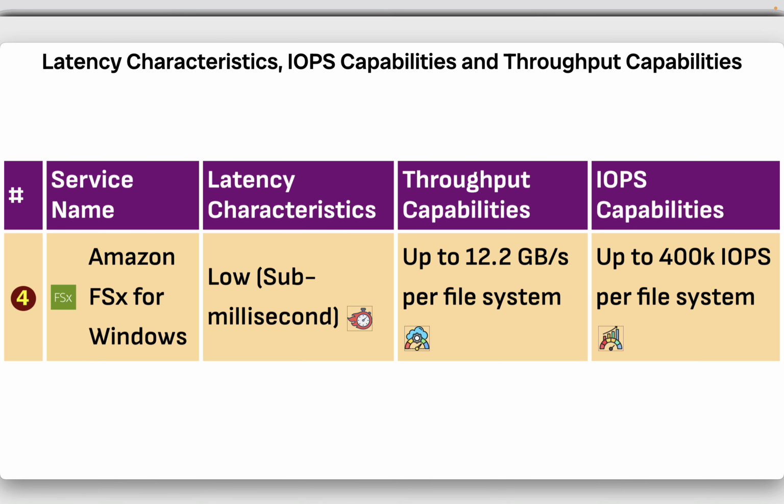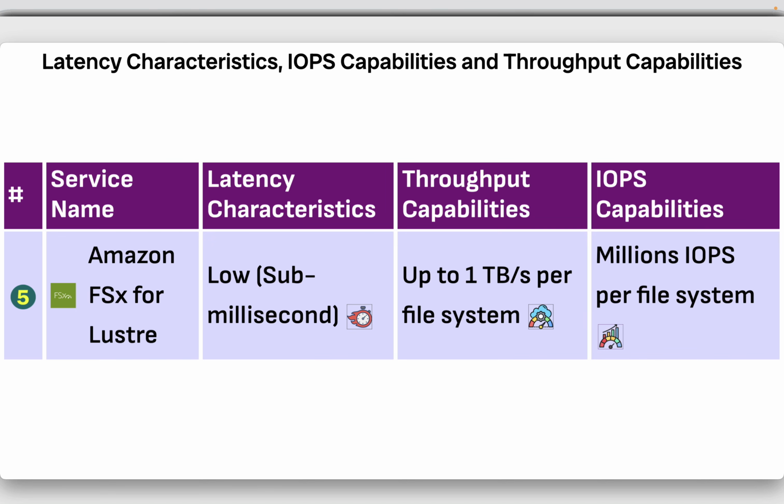Next, Amazon FSx for Windows. Latency is low, sub millisecond. Throughput up to 12.2 GB per second per file system. IOPS up to 400,000 IOPS per file system. Next, FSx for Lustre. Latency is low, sub millisecond. Throughput up to 1 terabyte per second per file system. IOPS, millions of IOPS per file system.